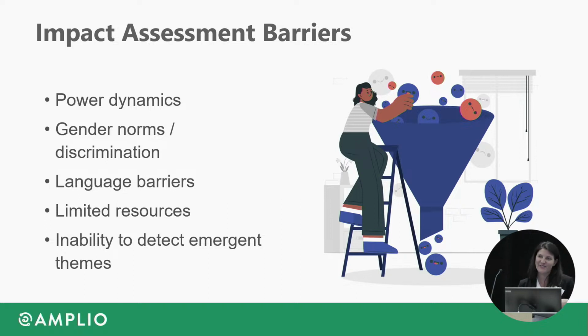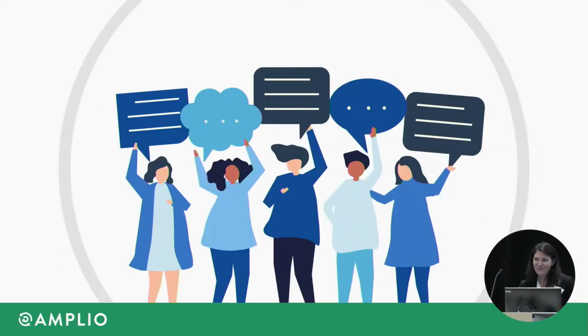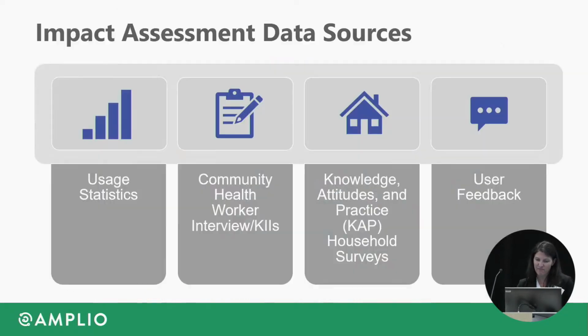And so we wanted to really figure out a way to identify and capture those emergent themes that you might lose in a traditional impact assessment methodology. And that's where participation came in. We really wanted to emphasize how do we get participation of community members into the impact assessment? How do we emphasize that in our design?